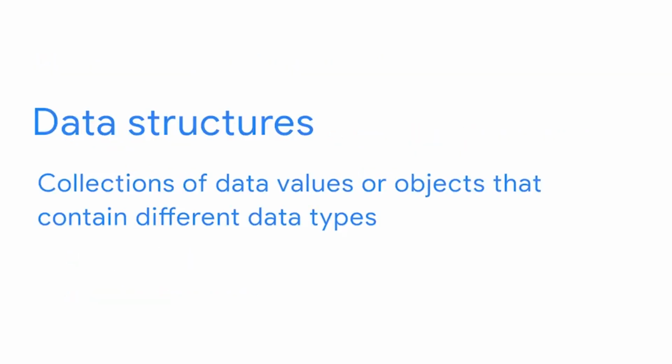Coming up, we'll explore data structures, which are collections of data values or objects that contain different data types. Data professionals use data structures to store, access, organize, and categorize their data with speed and efficiency. Knowing which data structures fit your specific task is a key part of data work and will help streamline your analysis. We'll focus on data structures that are among the most useful for data professionals: lists, tuples, dictionaries, sets, and arrays.